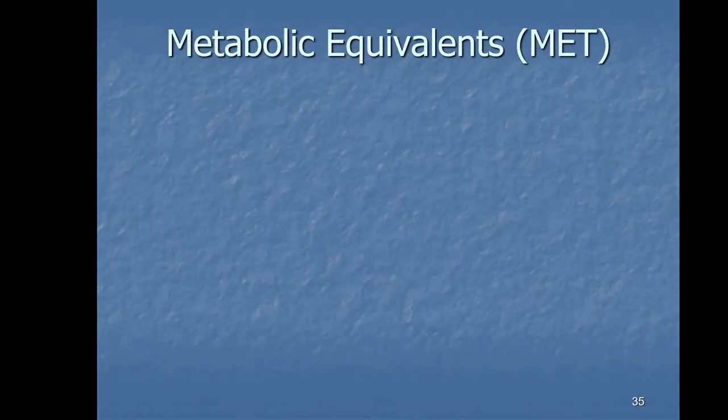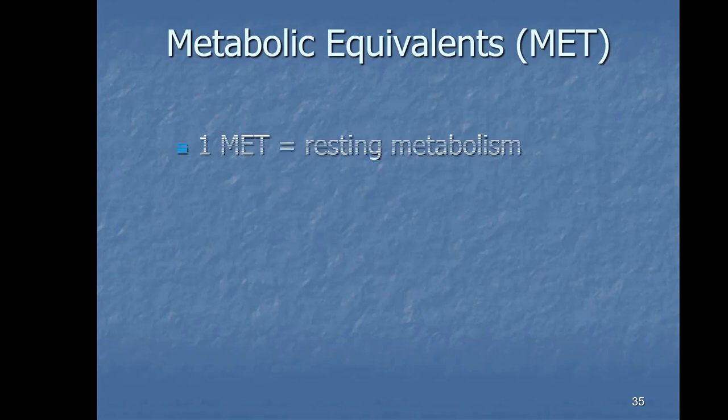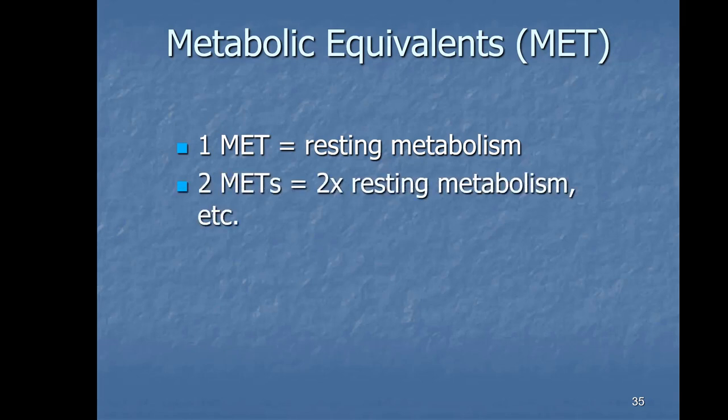All right, metabolic equivalents, or METs. You probably heard the term MET before. So one metabolic equivalent is your resting metabolism. Obviously it's going to vary a little bit between different individuals, but we just generally say one MET is your resting metabolism, and there is a conversion to oxygen consumption. Before we get to that, 2 METs would be 2 times your resting metabolism, so on. 5 METs, 5 times your resting metabolism.